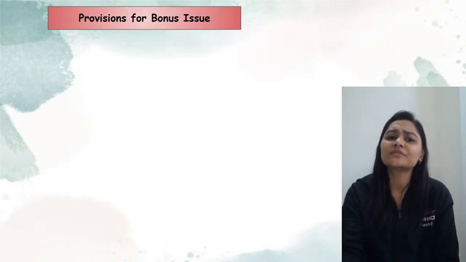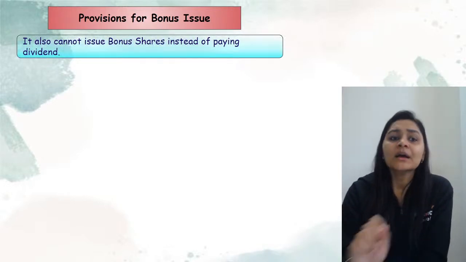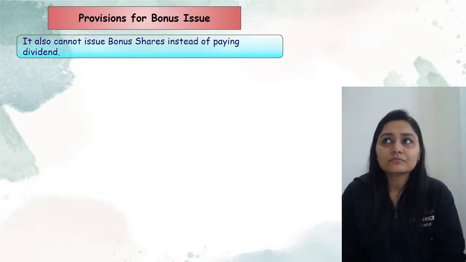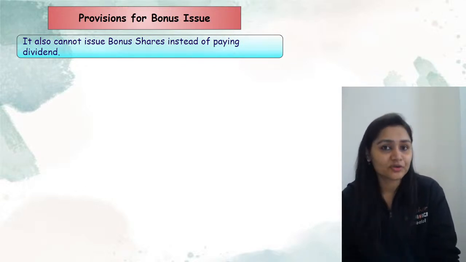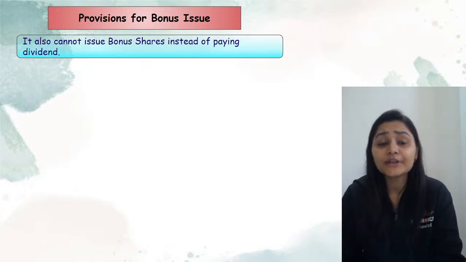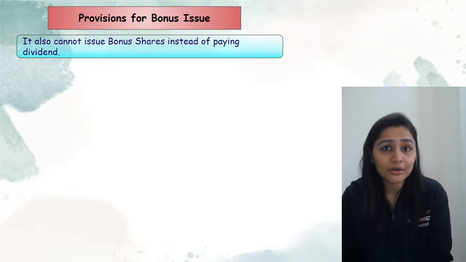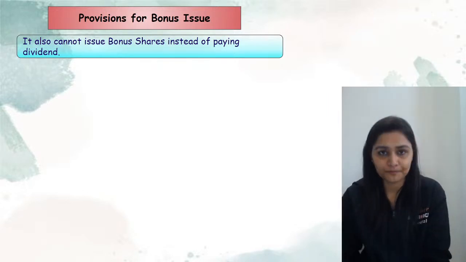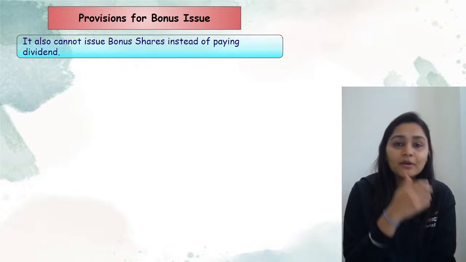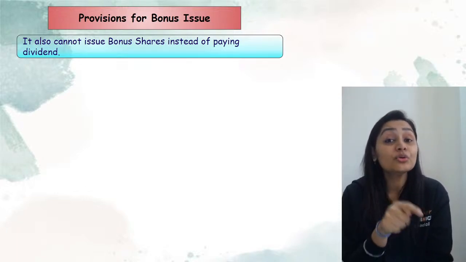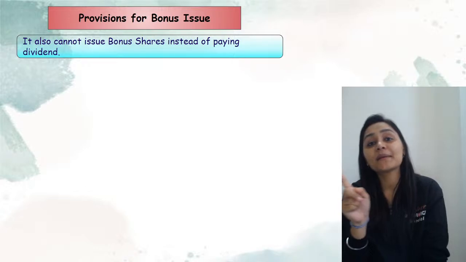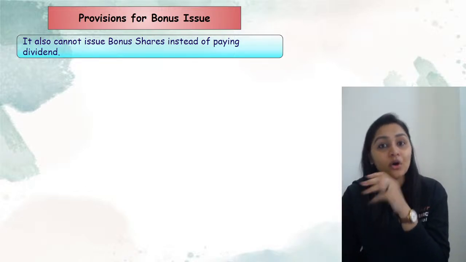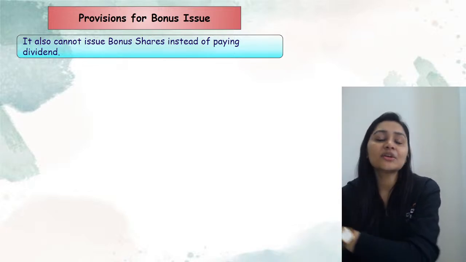Now talking about the provisions for bonus issue. This is basically about having the shares given free of cost, if you remember. Any company cannot issue bonus shares instead of paying dividends. You are giving free, right? But when you are giving something free, you cannot compromise on payment of dividend to the preference shareholders or to the existing equity shareholders.